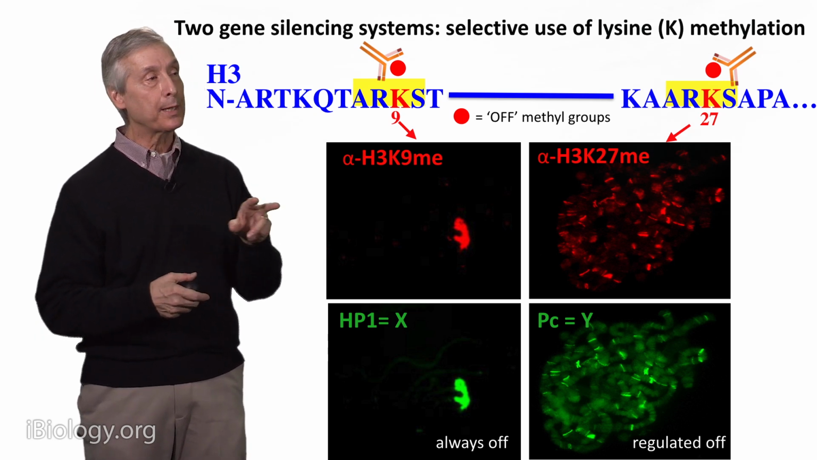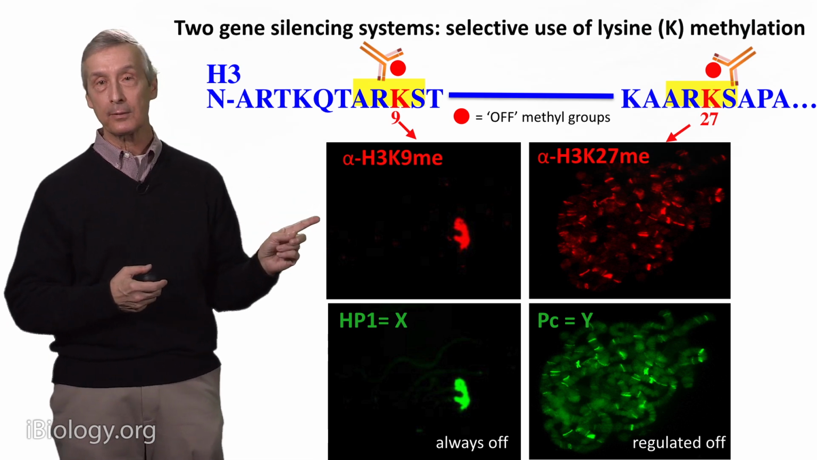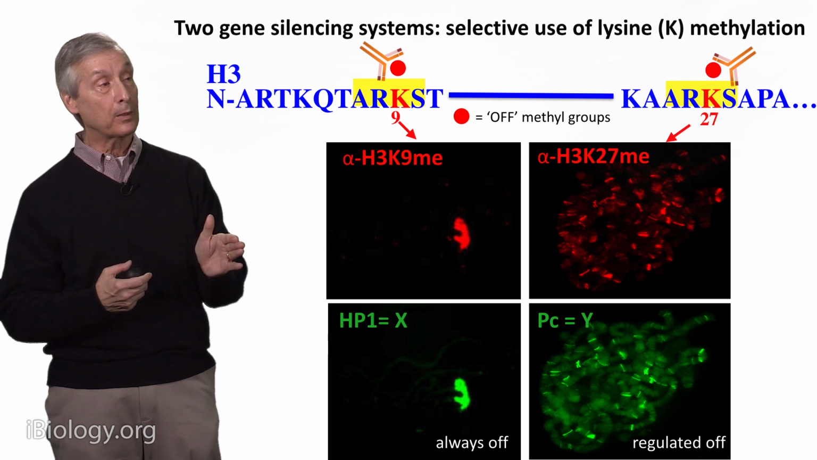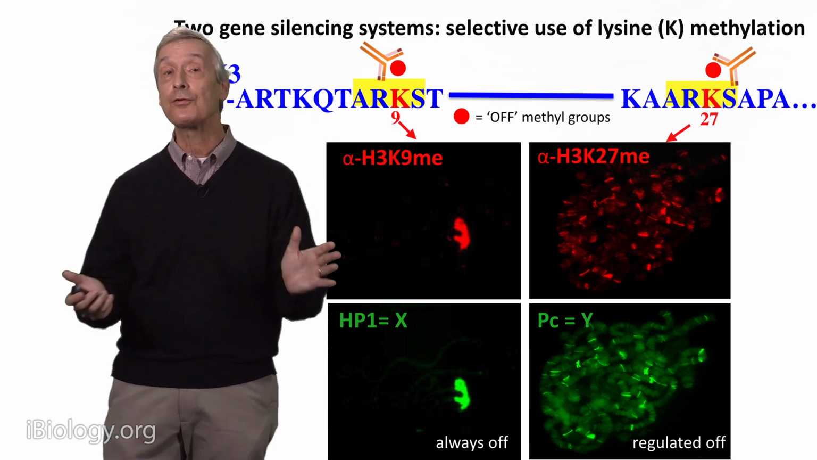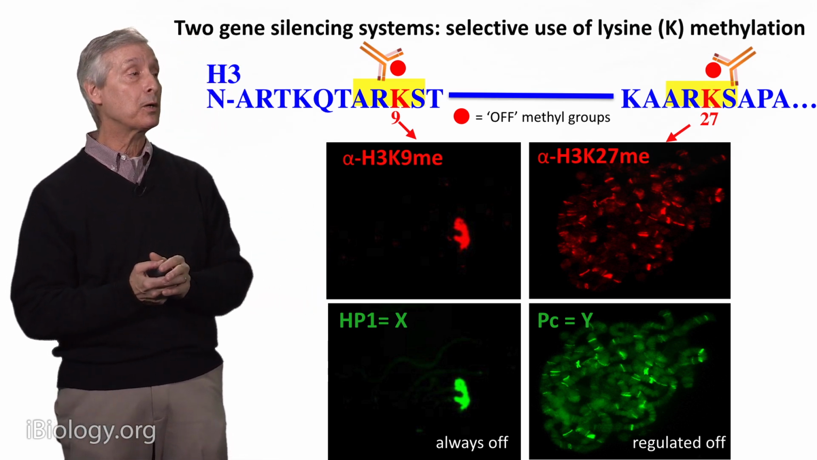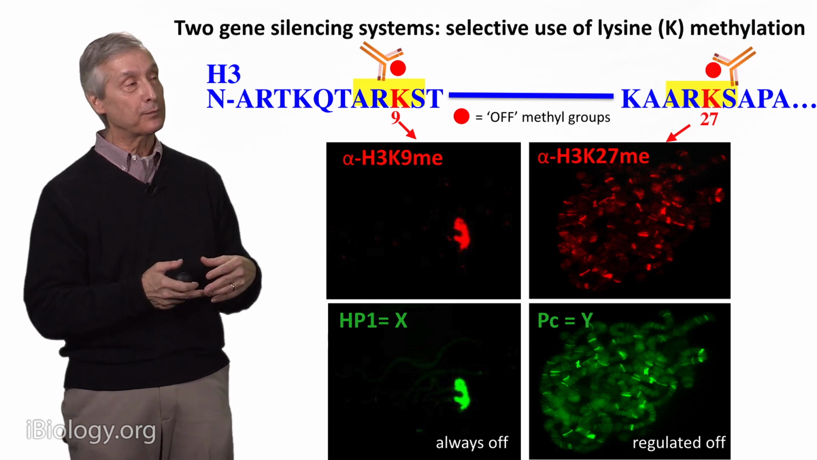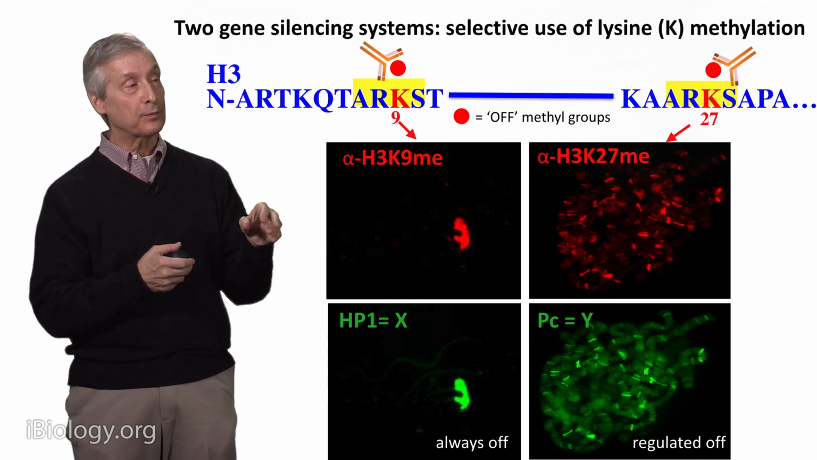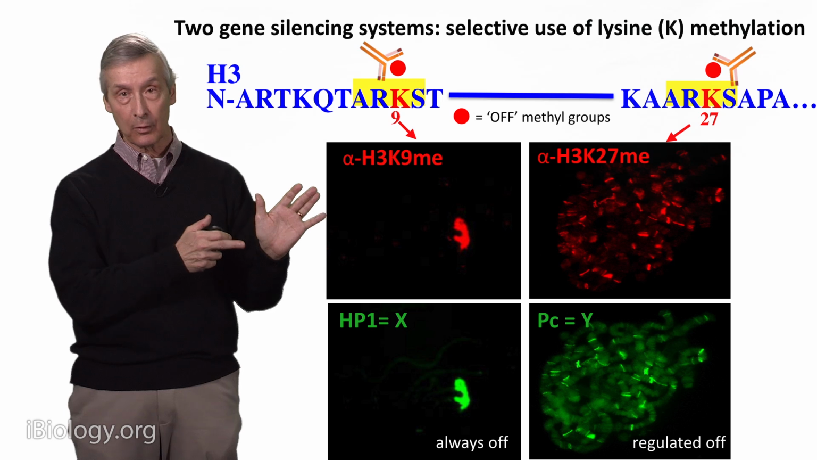And on the top 2 panels shown in red, you can see the staining with either a K9 methyl antibody on the left or a K27 methyl antibody on the right. And I hope you might agree that they don't look at all the same. In fact, what we know is the genetic epigenome area on the left, where there's a central blob of red staining. Those genome sequences are really heterochromatic and always off.